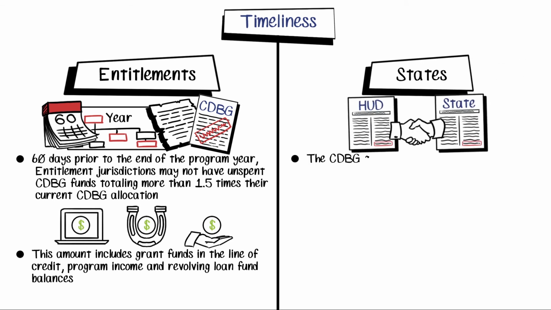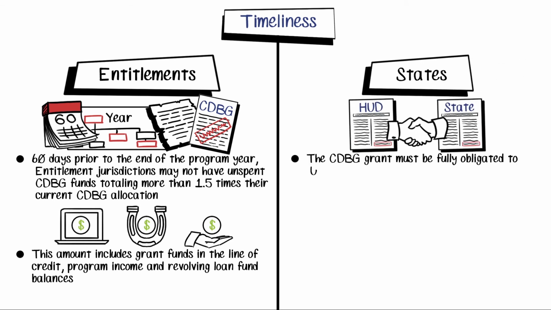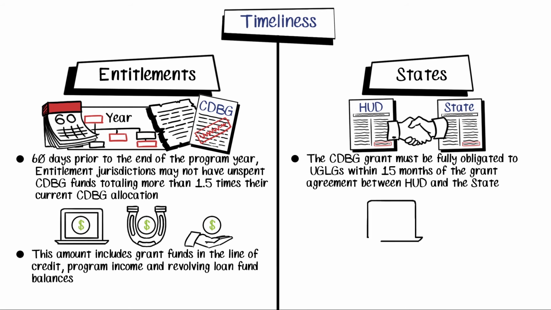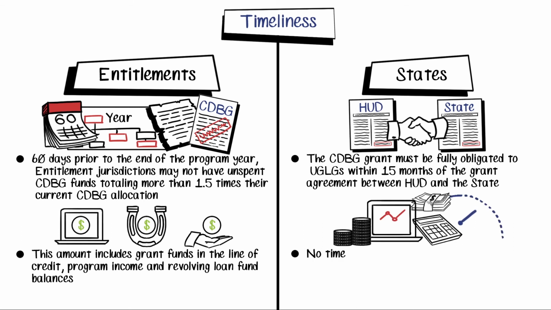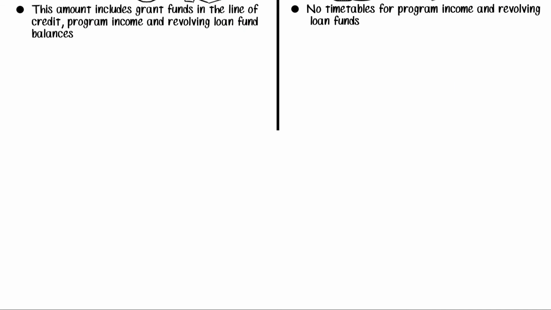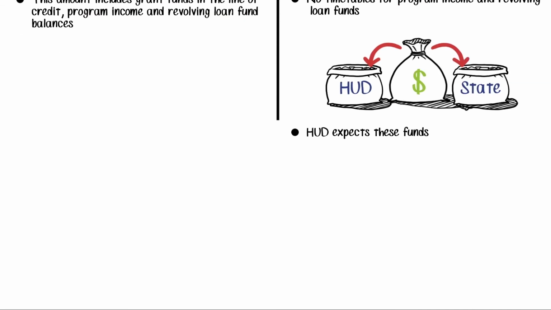For states, CDBG funds must be obligated to units of general local government within 15 months of the date of the grant agreement between HUD and the state. There are no timetables specified for program income and revolving loan funds. However, HUD expects these funds to be expended expeditiously and spent before grant funds are drawn.